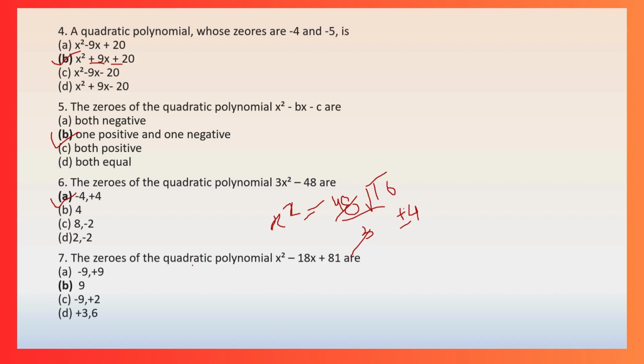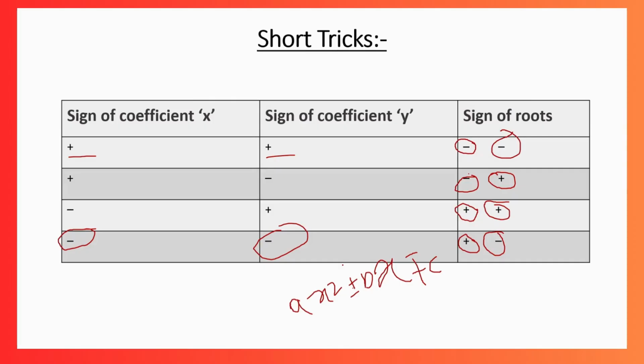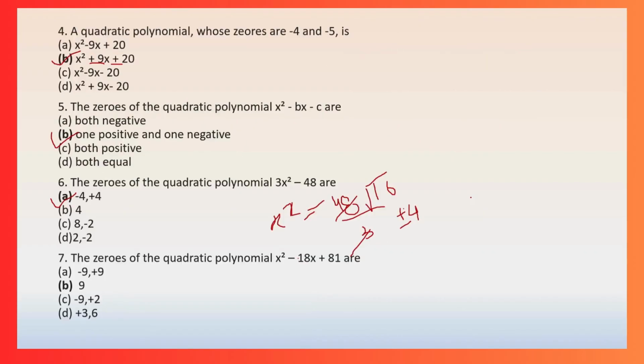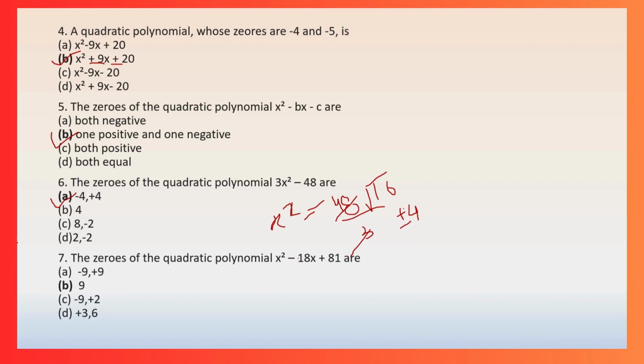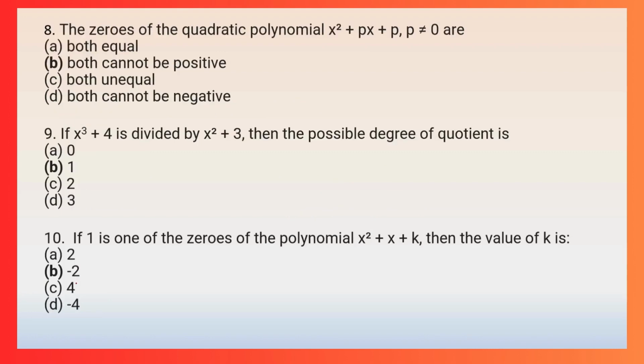The zeros of the quadratic equation is, in this case, minus or plus. Again go to the short tricks, minus or plus. In this case both the signs of zeros will be positive. So here we go, both the signs are positive. So this is the answer. It will be very easy for you if you know the tricks.